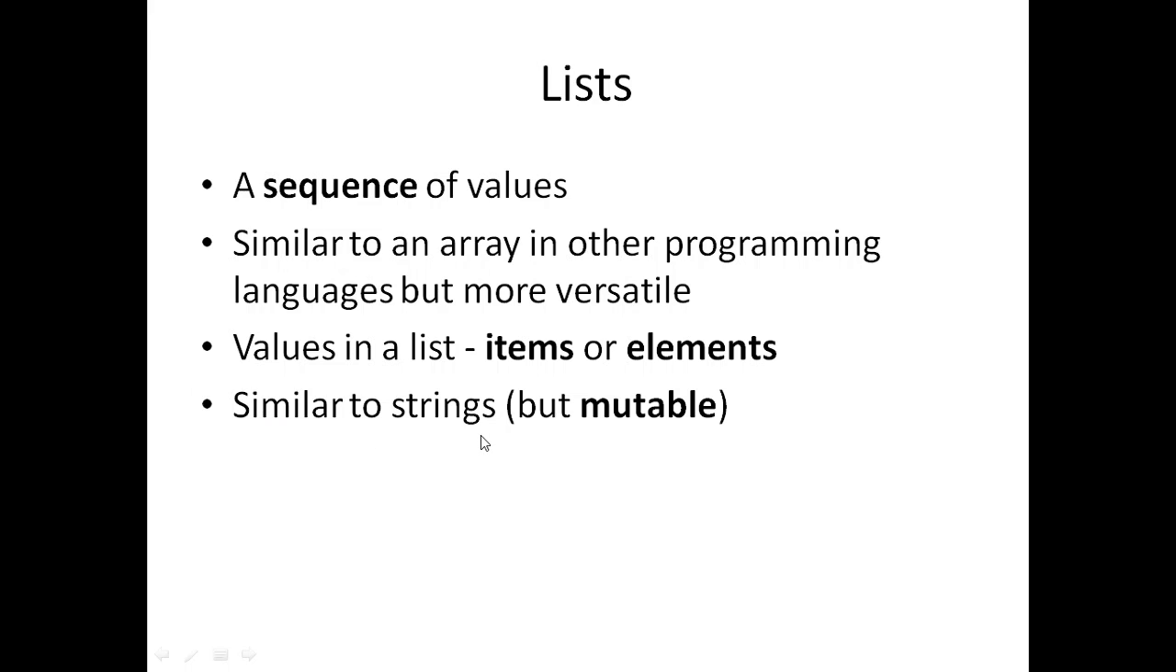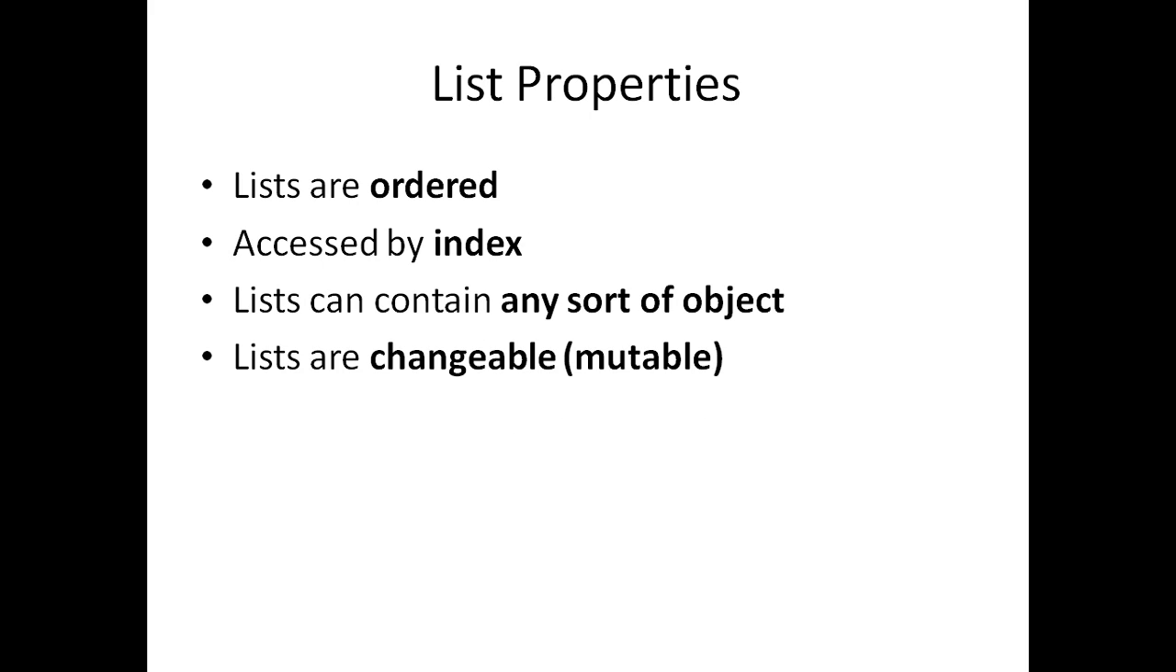It is similar to strings, except lists are mutable. We have already seen strings, and we mentioned that strings are immutable. That is, the internal data content cannot be changed in the case of string. But in the case of list, we can change the content. That is why it is known as mutable. So lists are mutable. We'll see some of the properties of lists.